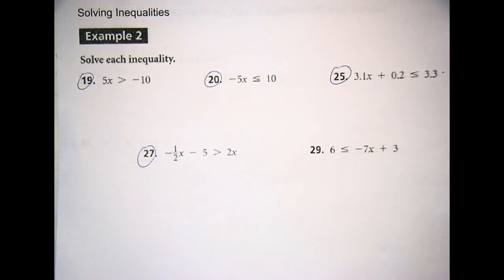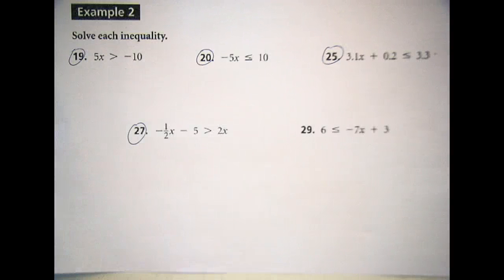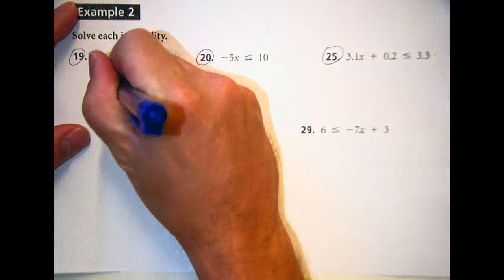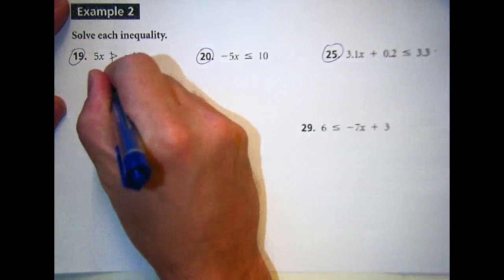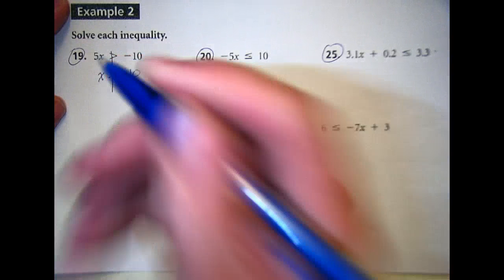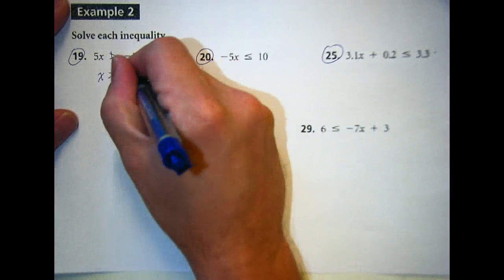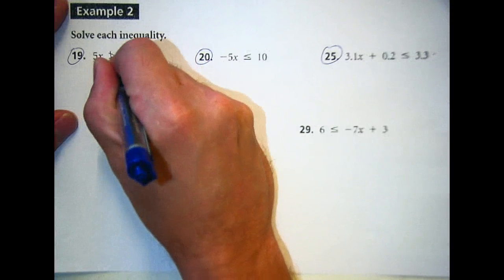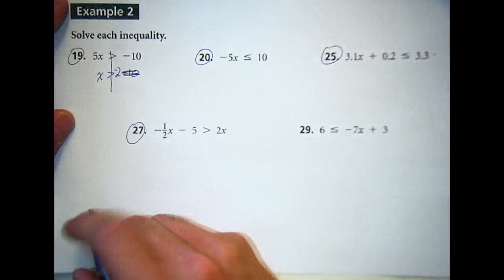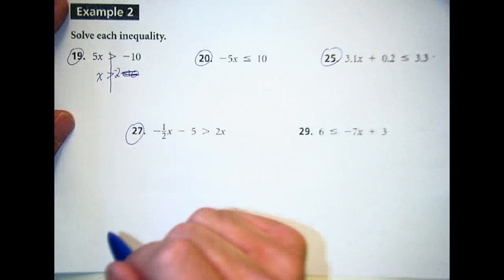19, 20, and 25, and 27. Don't worry about 29. Ready to go? Just a quick reminder, I'm a big stickler about showing work. The work I need to see for number 19 isn't much. I just need to see that x is greater than negative 10. That's it. Or excuse me, negative 2. Unbelievable. Good thing I left a little room there. X is greater than negative 2. You divide both sides by 5. Okay?